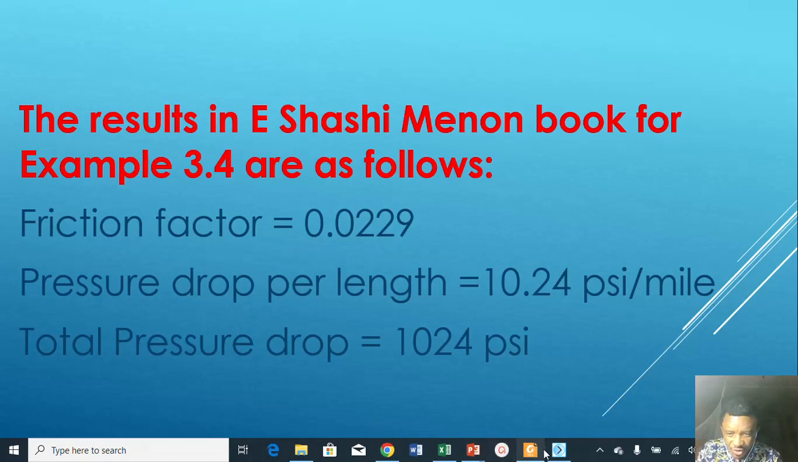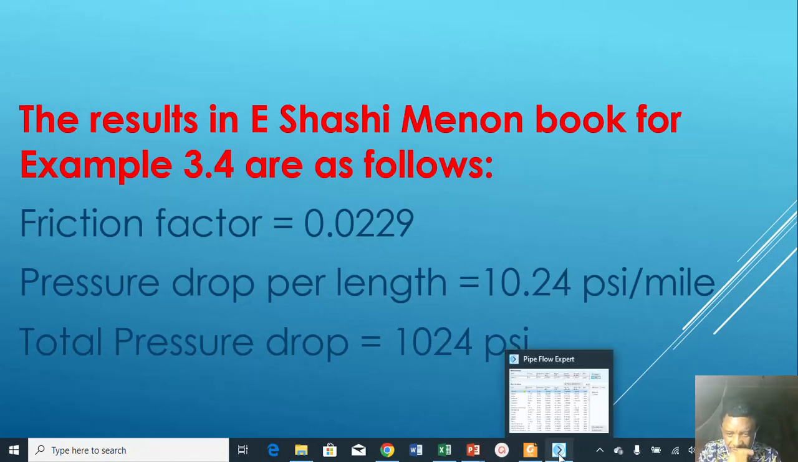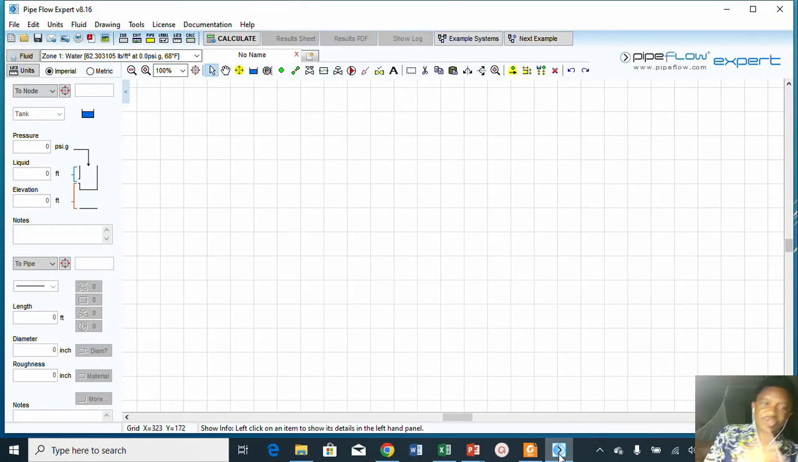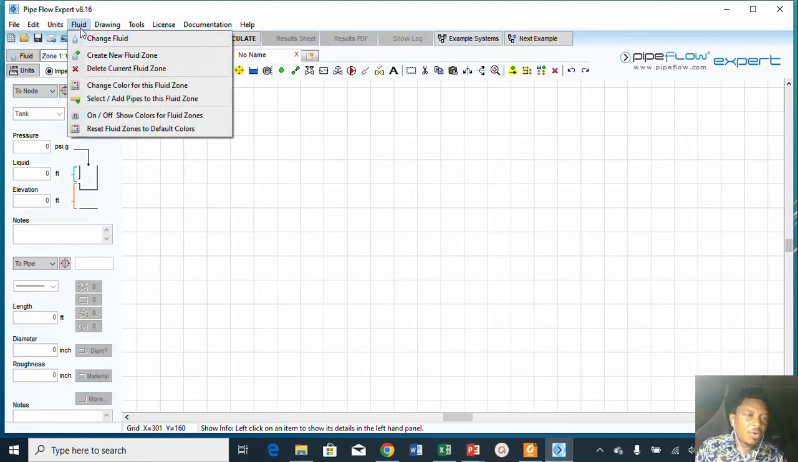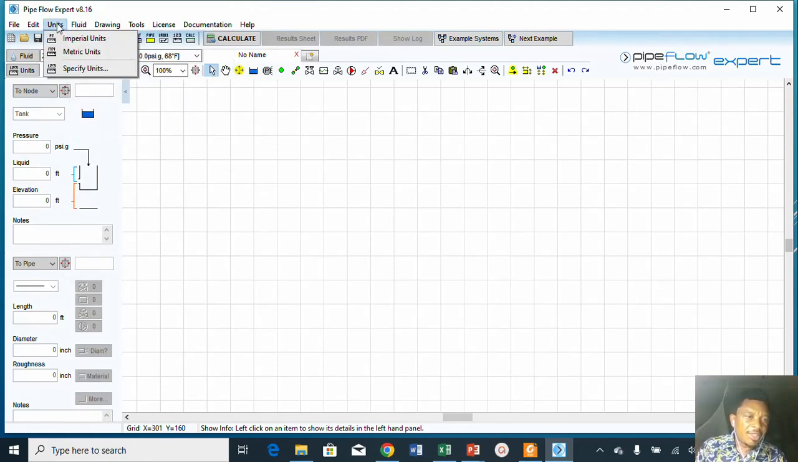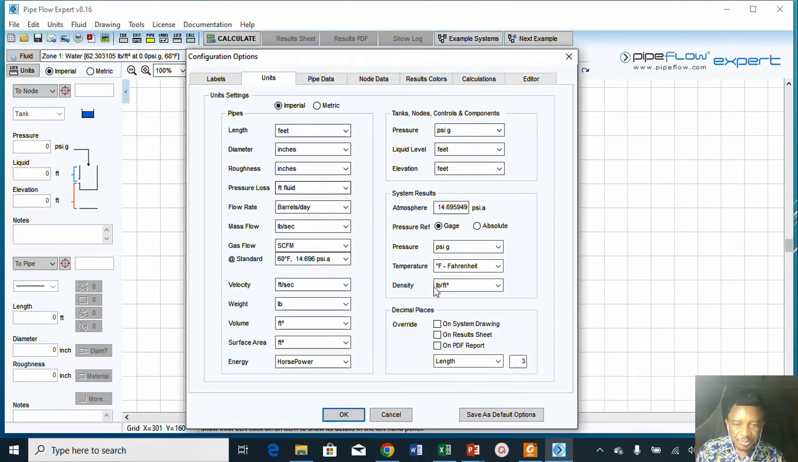Now let's use Pipe Flow Expert. But before we use it, let me just explain. In Pipe Flow Expert, in the units, it's supposed to be in imperial, not in meters, because the whole question is in imperial, that is English units.